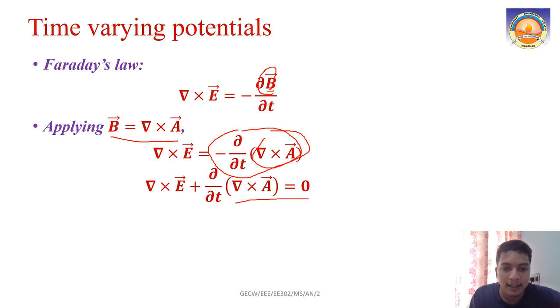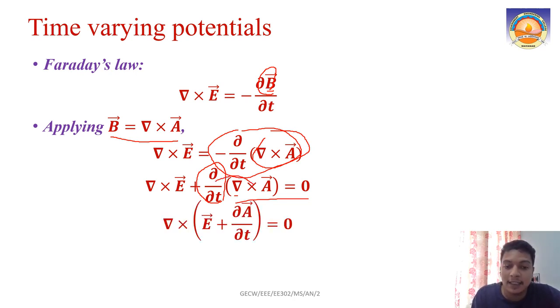As you can see here, del means dou by dou x into ax cap plus dou by dou y into ay cap plus dou by dou z into az cap, and dou by dou t is the differentiation with respect to time. These both are independent, not related, so we can take it inside or outside as we wish. So this equation we can change by taking del out as common: del cross E plus dou A by dou t equal to 0.